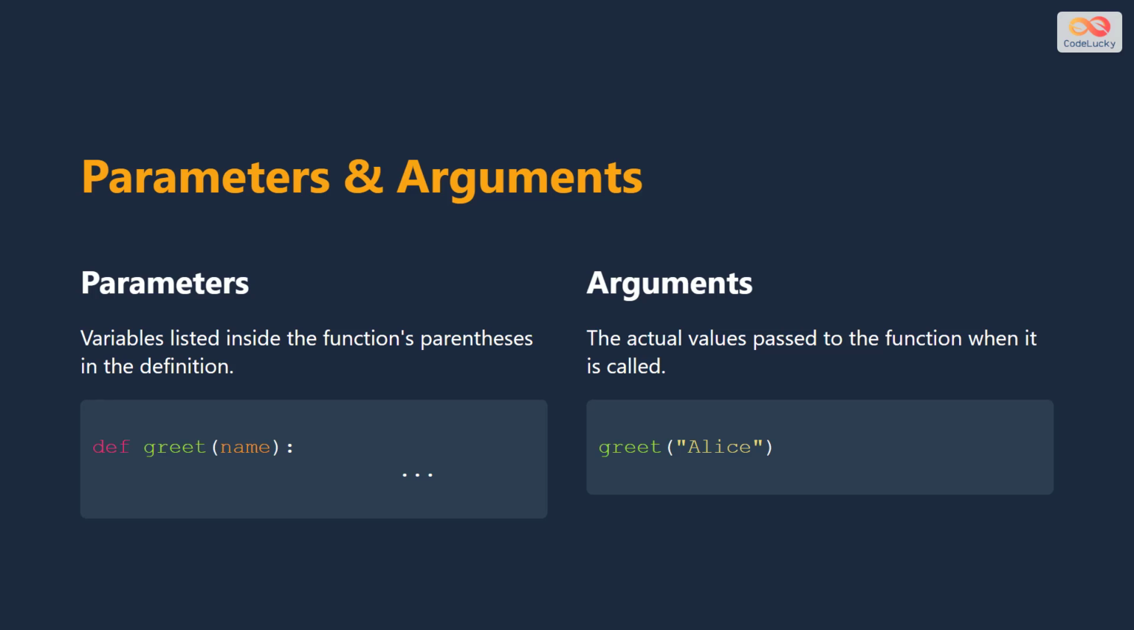Functions become even more powerful when you use parameters and arguments. A parameter is the variable listed inside the parentheses in the function definition. It acts as a placeholder. An argument is the actual value that is sent to the function when it is called. So, in this example, name is the parameter, and the string Alice is the argument.